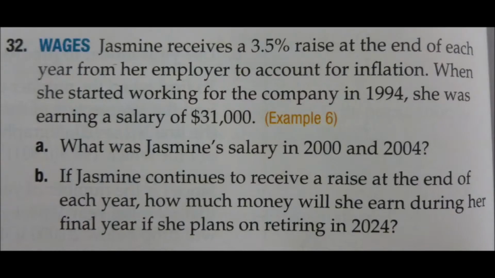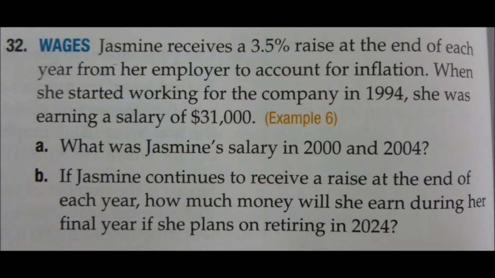The first problem we're going to be doing today works with exponential growth, but it's compound interest, it's money. The problem is number 32, and it's about wages. Jasmine receives a 3.5% raise at the end of each year from her employer to account for inflation. When she started working for the company in 1994, she was earning a salary of $31,000. What was Jasmine's salary in 2000 and 2004? If Jasmine continues to receive a raise at the end of each year, how much money will she earn during the final year if she plans on retiring in 2004?